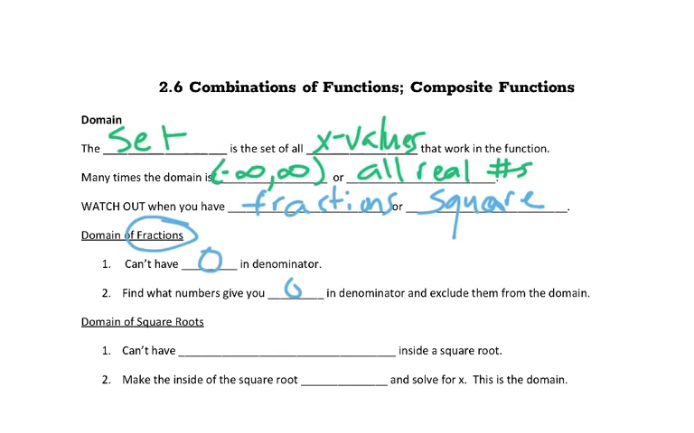The other place in the domain where you have to be careful is square roots. You can't have a negative number inside the square root. So you make the inside of the square root greater than or equal to 0, and then you solve for x, and that's the domain. So let's look at some examples of this.